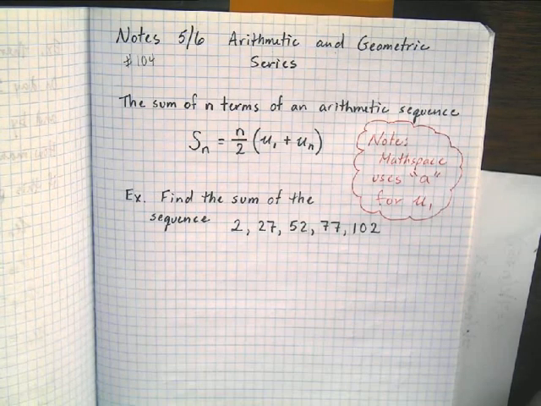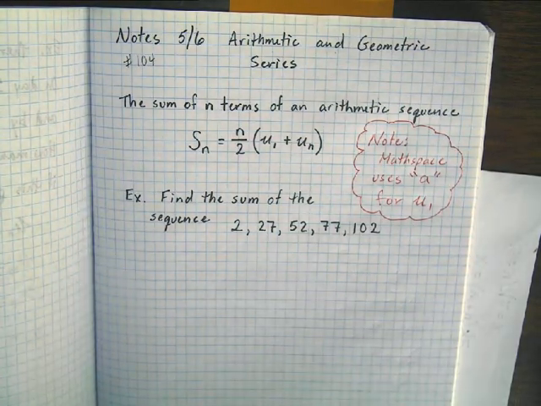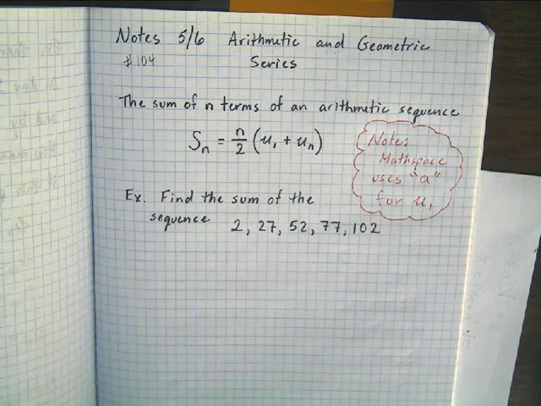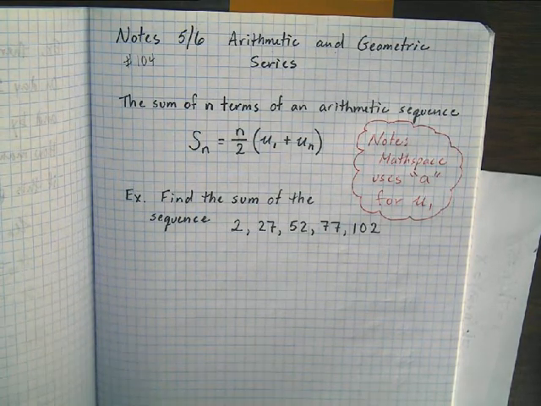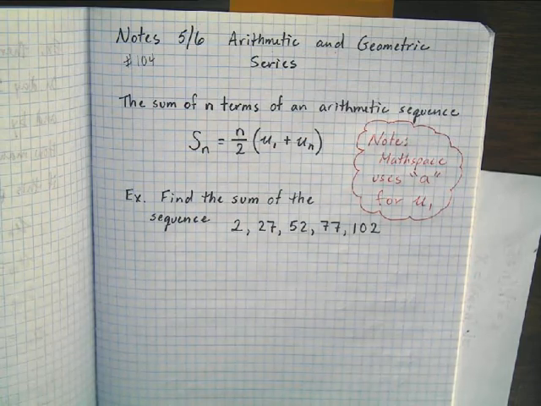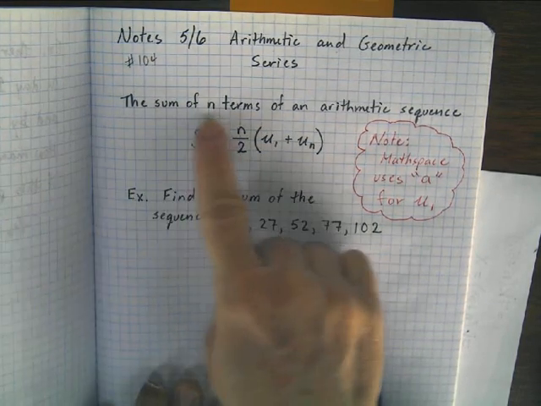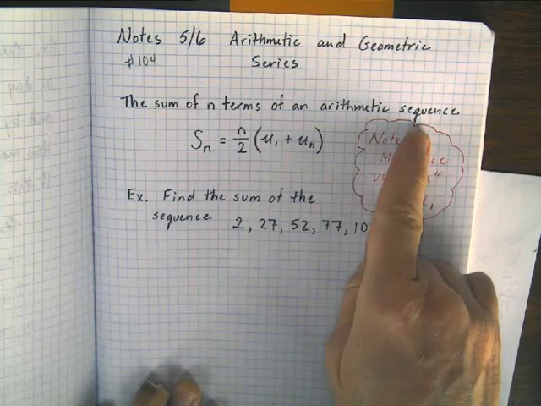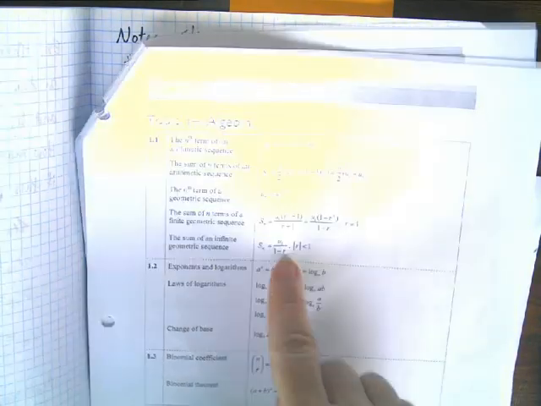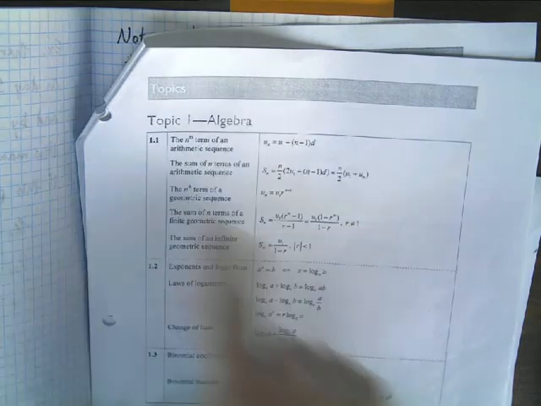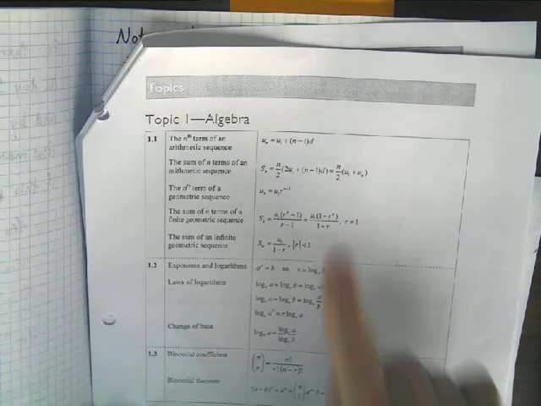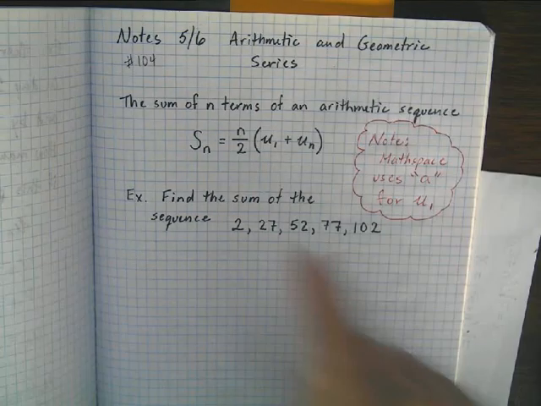You did an investigation on arithmetic and geometric series and hopefully came up with the formulas that the investigation stepped you through. But in case you didn't, here they are. Here is the formula for the sum of n terms of an arithmetic sequence. And all the formulas I'm about to show you are right here in the formula packet under Topic 1, Algebra. So we'll come back to this in a minute. But here we go, let's go over this.